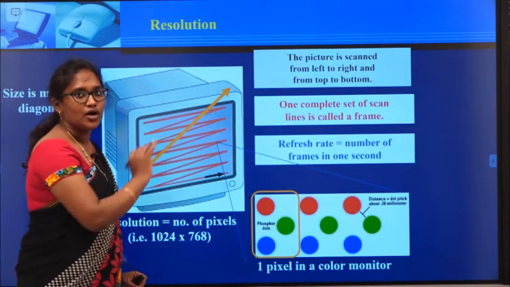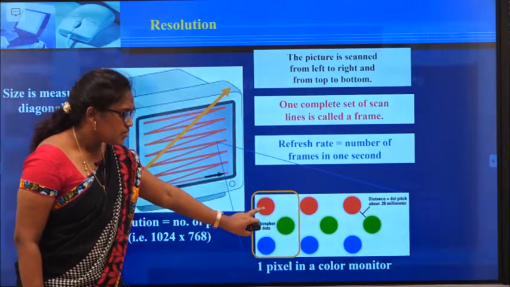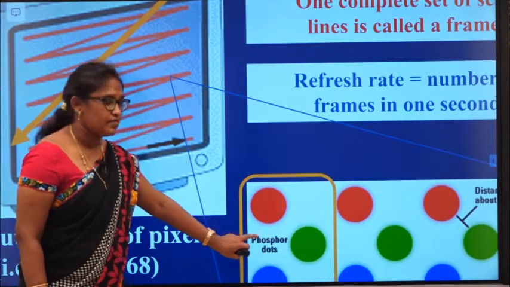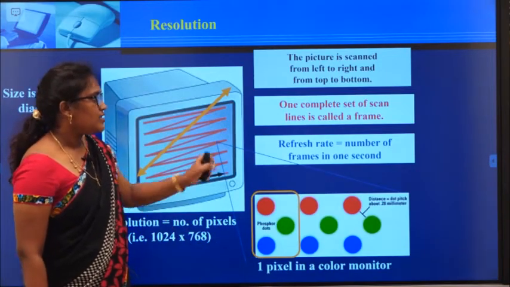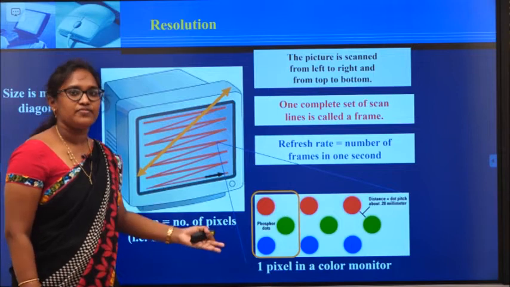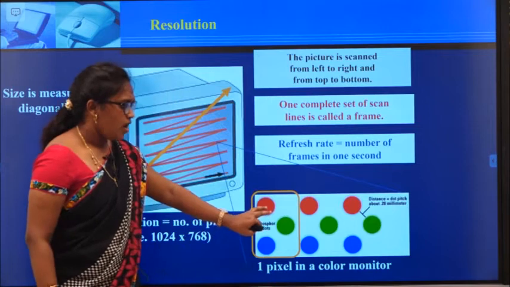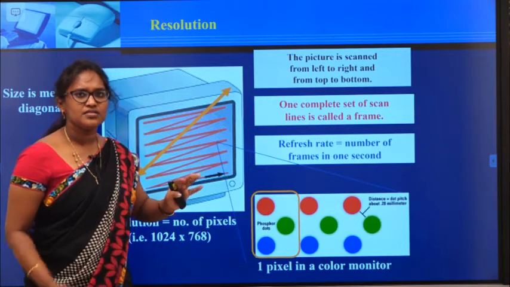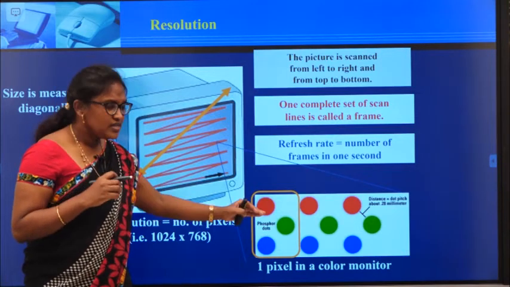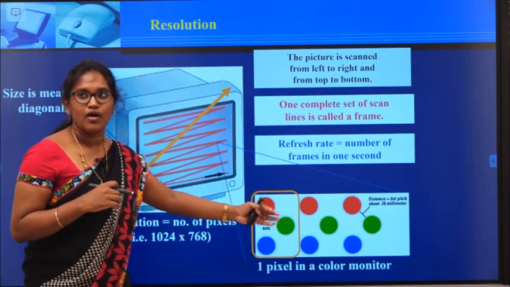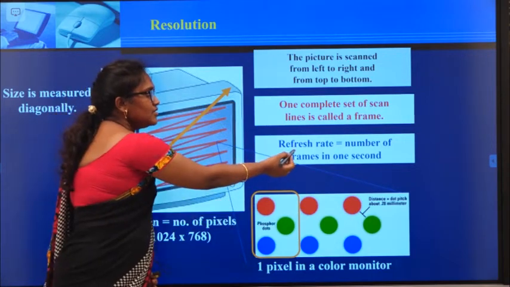So what is dot pitch? The distance between one pixel and another pixel is called the dot pitch. Next one is refresh rate. What is meant by refresh rate? The moment it refreshes all the dots at once. That means once it blinks and then goes off, it starts refreshing itself. All these dots start refreshing themselves. That is called the refresh rate.